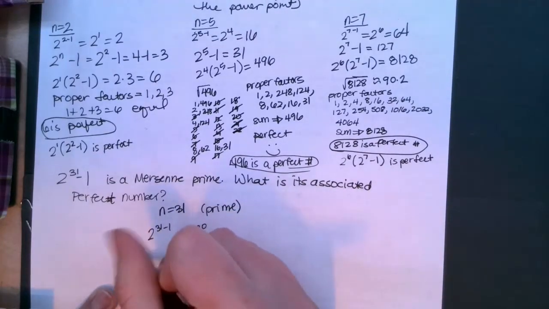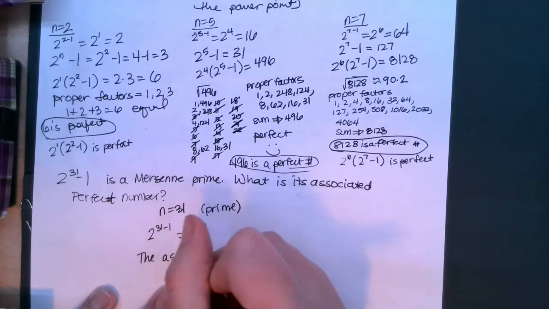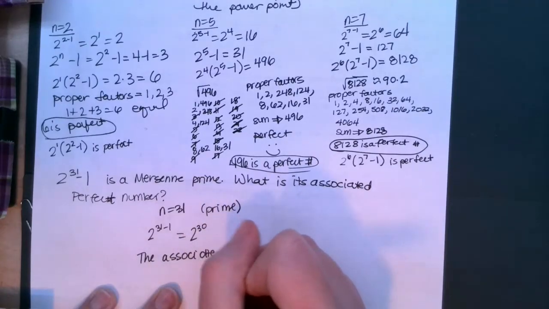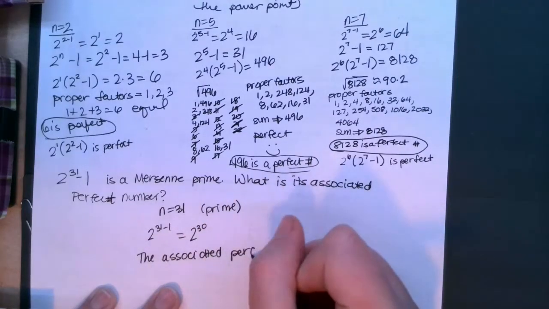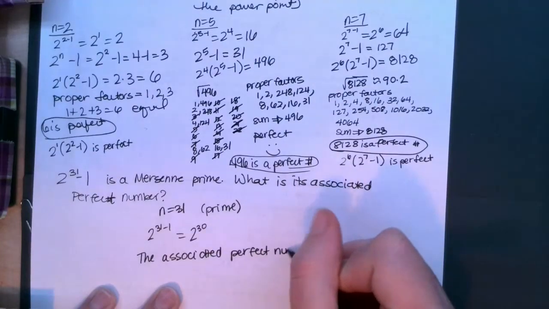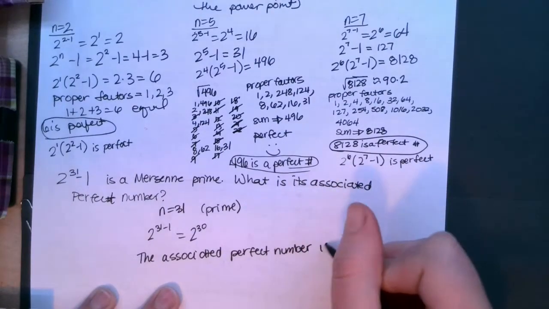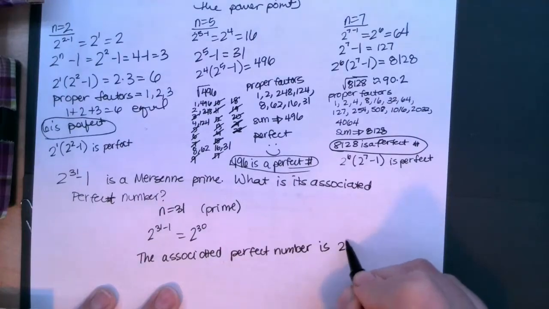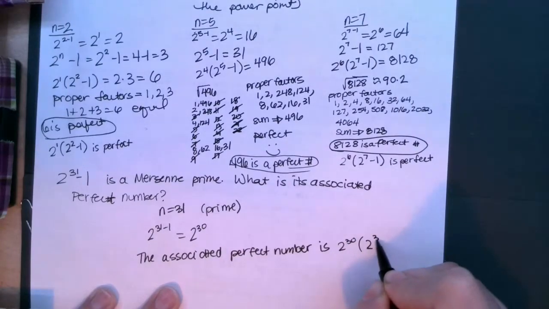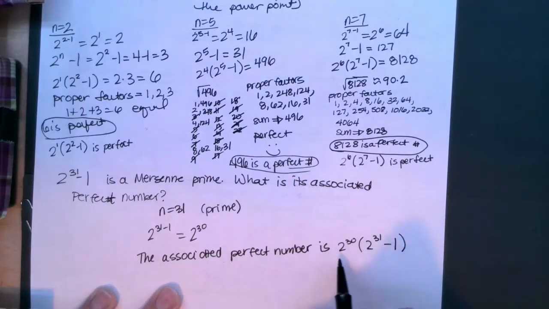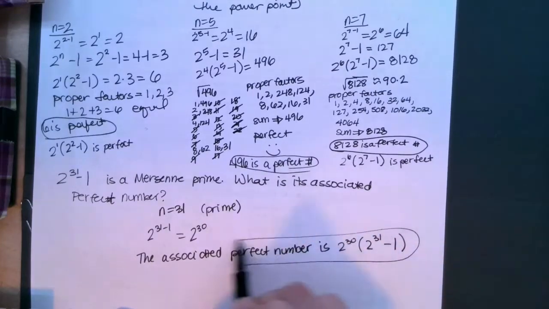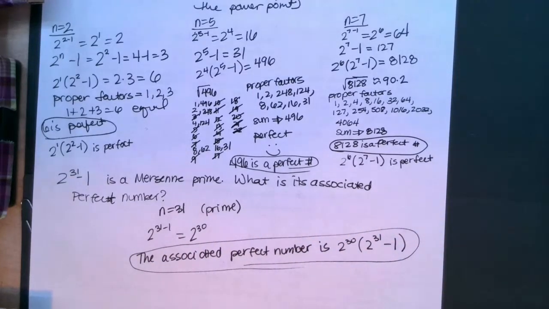So then our associated perfect number is 2 to the 30 times 2 to the 31 minus 1. So that would be our perfect number. And again, you could try to calculate that, but not every calculator is going to be able to handle something that large. So you don't have to calculate it.